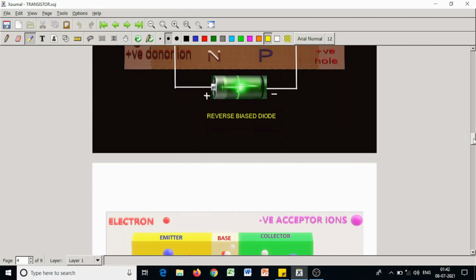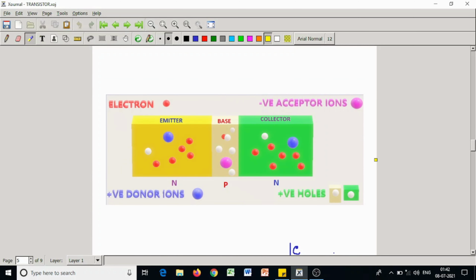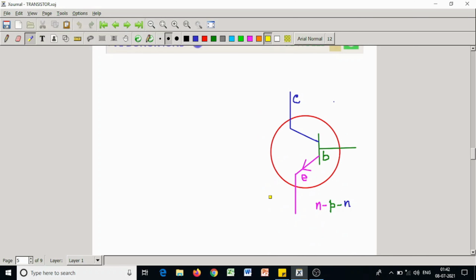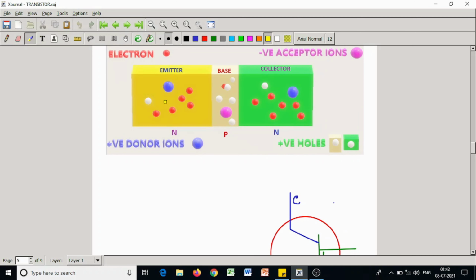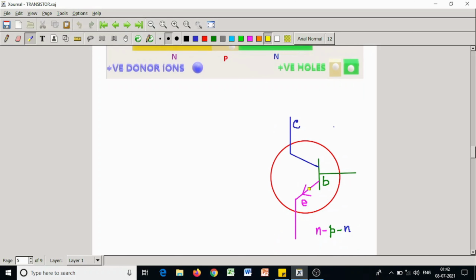Now, a transistor may be considered as two diodes back to back. Say NP is a diode, another PN is another diode, back to back diodes. And this is the symbol of the NPN transistor. This is emitter, this is base, this is collector. It is an NPN transistor, so the arrow is in this direction, outward direction in the emitter.